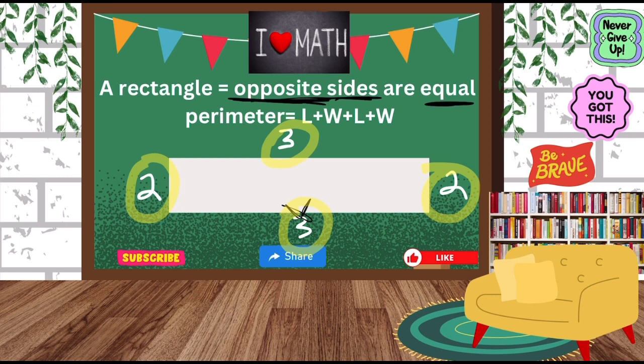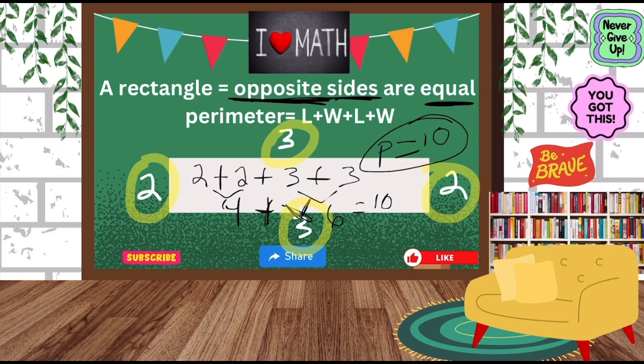So we are going to say 2 plus 2, and then we're going to do 3 plus 3. And we're just going to add all of them. So let me fix that. Okay, 3 plus 3. Yep. So now we're going to fix it. Okay, now add: 2 plus 2 is 4. 3 plus 3 is 6. And 4 plus 6 is 10. So our total perimeter is 10. P equals 10.